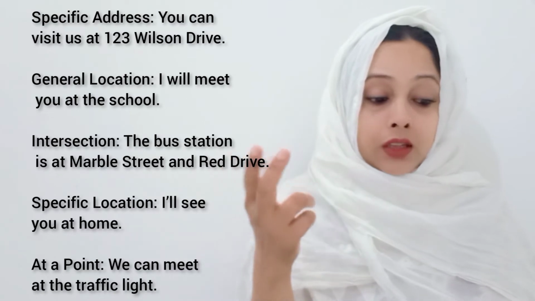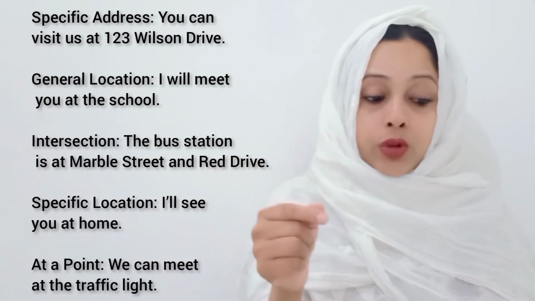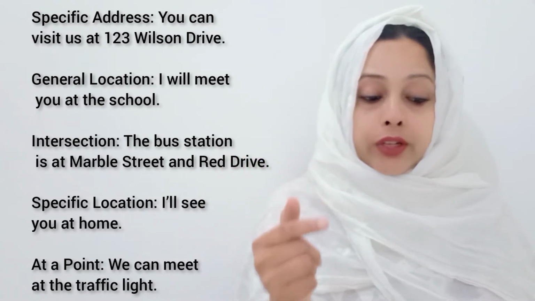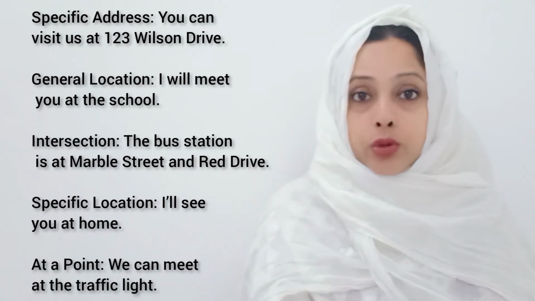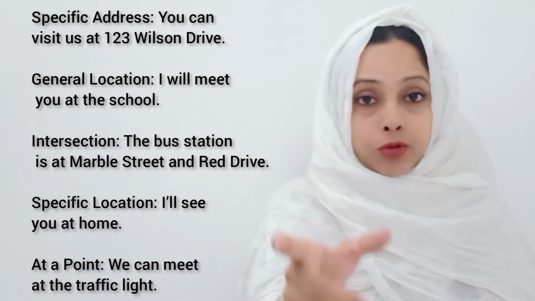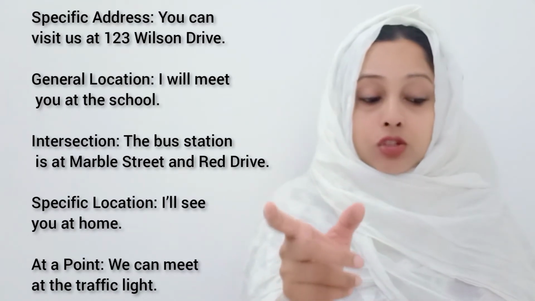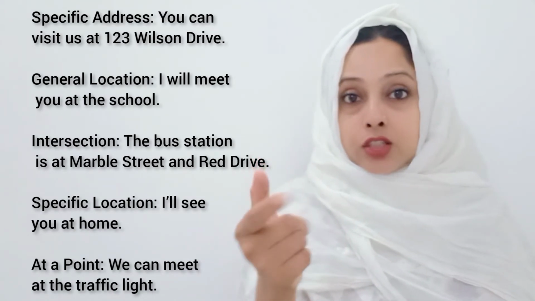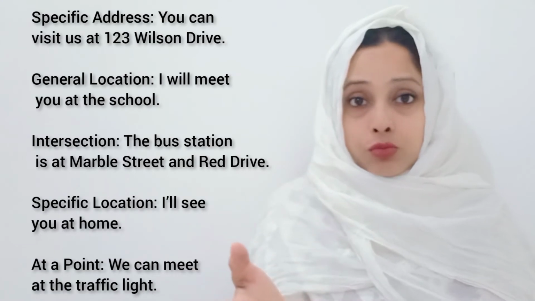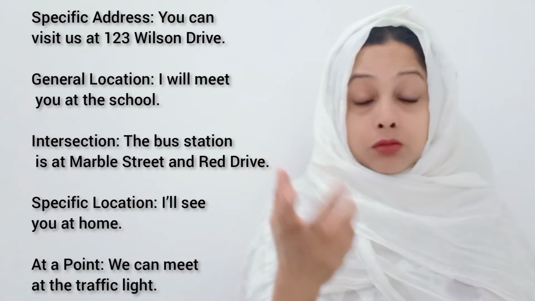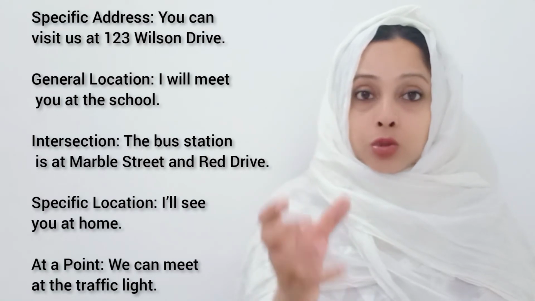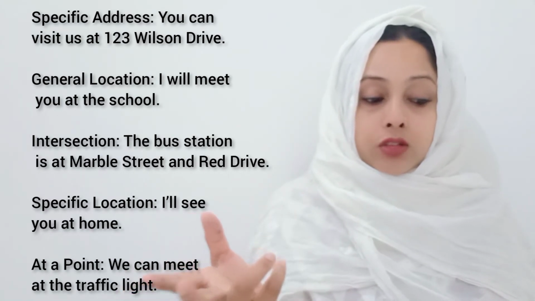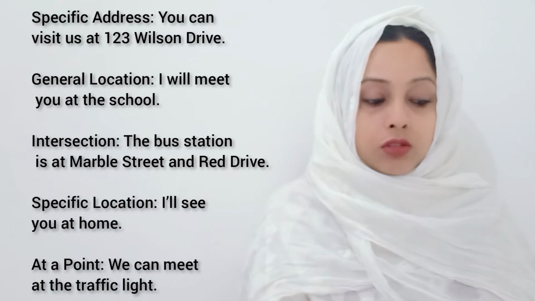Example, specific address. You can visit us at 123 Wilson Drive. So this is a specific address. So here we will use the preposition "at". General location, I will meet you at the school, at any school. Here the name of the school has not been told by the subject. So it is any common school, any general school. So it is the general location.